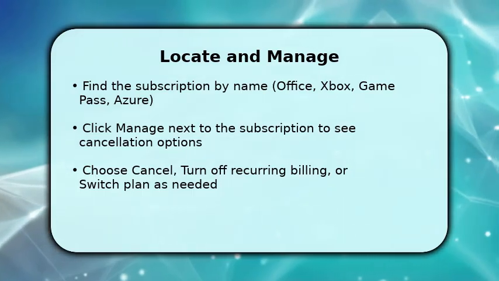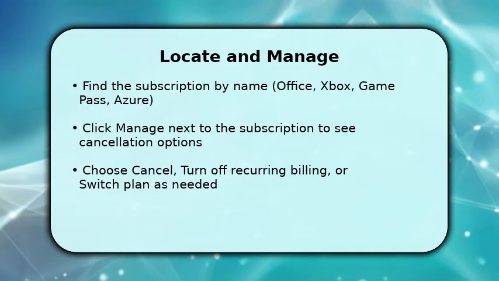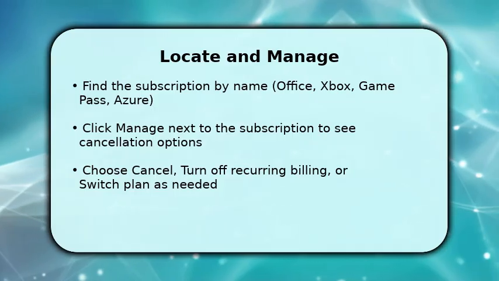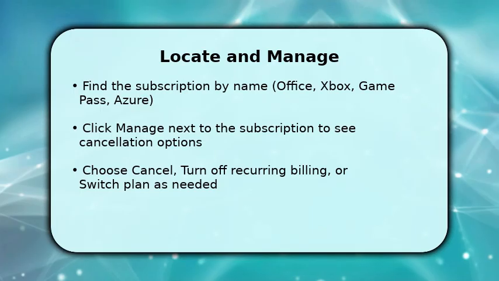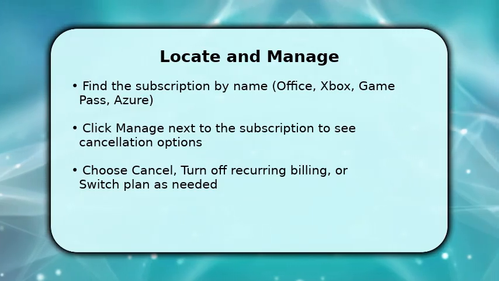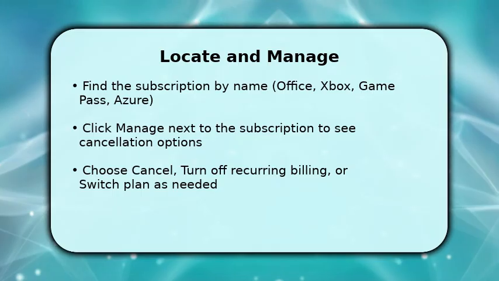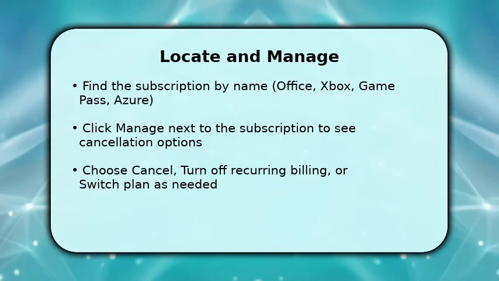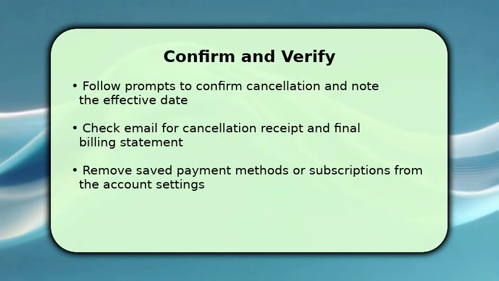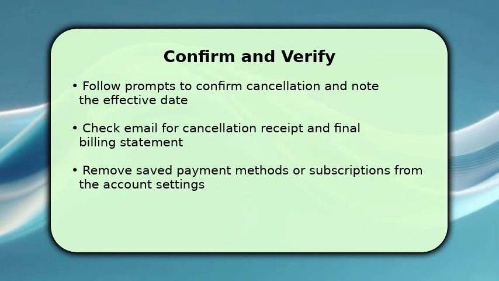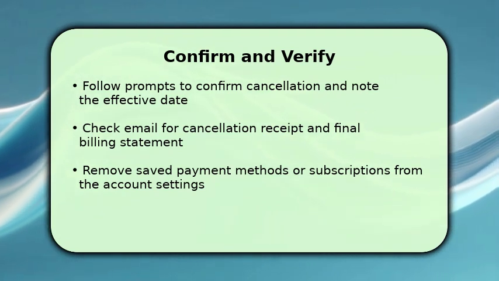If presented, read the consequences, whether you keep access until period end or lose it now. Make sure to select the reason if prompted. Microsoft sometimes offers credits or reminders instead of immediate termination. Finally, confirm the cancellation on every prompt and note the effective date so you know when access ends.